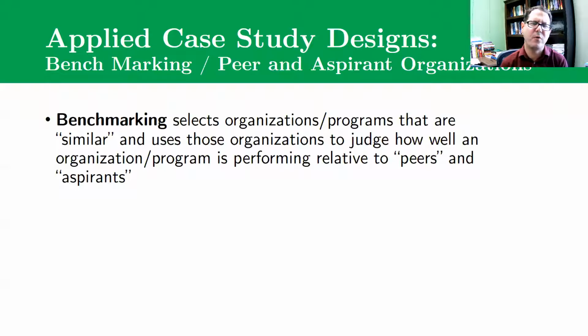This is kind of similar to the comparative method logic of most similar case designs, because when we pick peer and aspirant organizations, we're looking for organizations that are like our organization. We want organizations that are comparable, that if we wanted to, we could be like that organization in terms of output and outcomes, not an organization that's radically different, right? And so if you are a community college, you don't select Harvard as your peer organization. You choose another community college, maybe in a neighboring city.